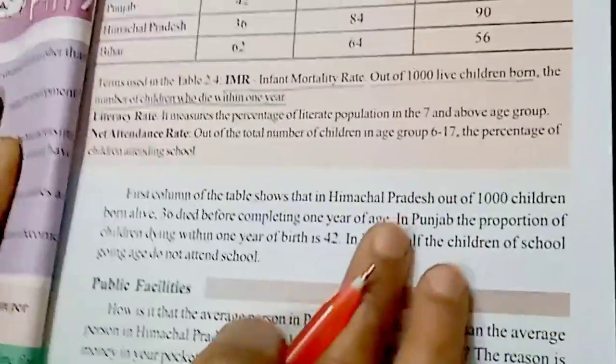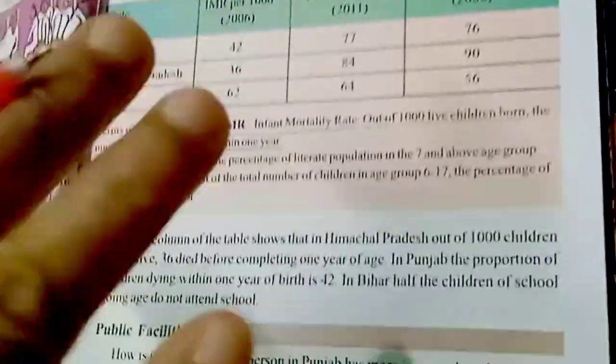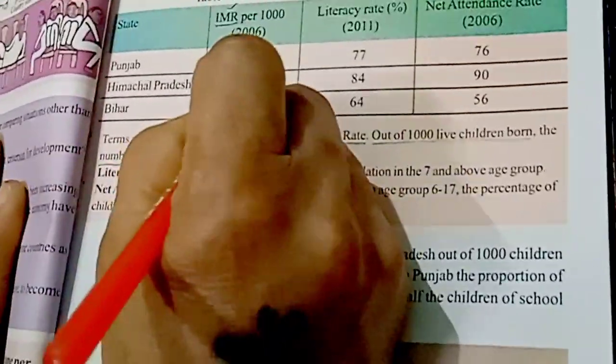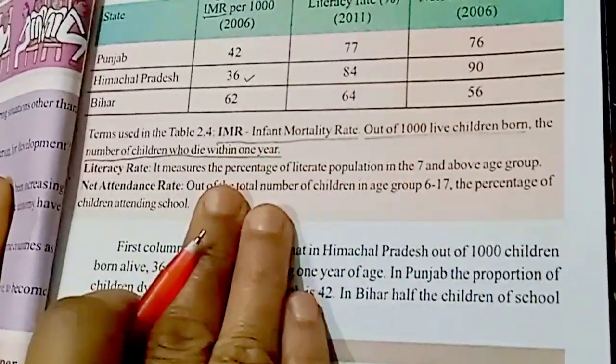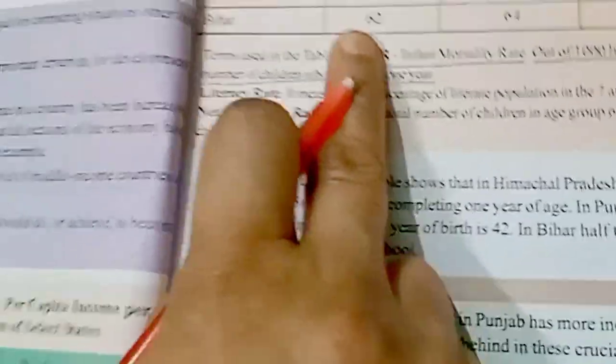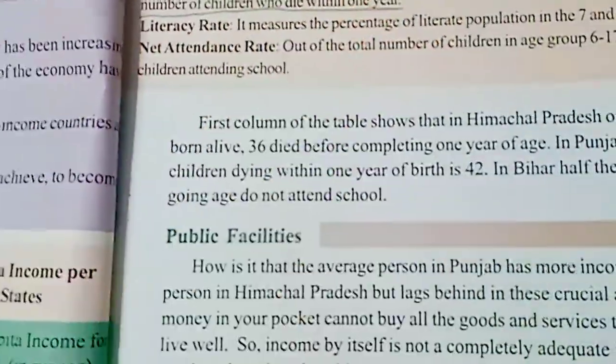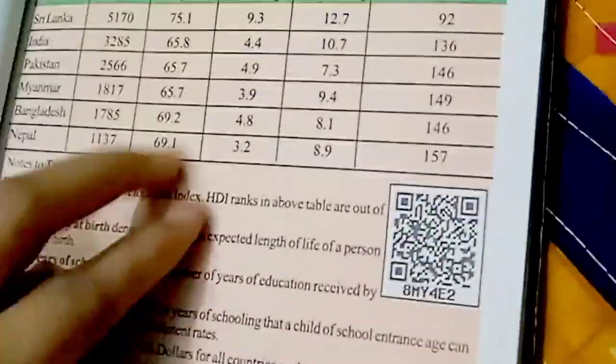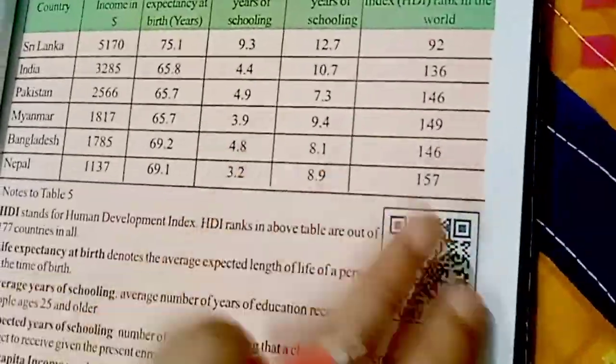And what is the standard, the developed, highly developed state from this table? That is only Himachal Pradesh, because out of 1,000 live children, only a few children are dying within 1 year in Himachal Pradesh. When the lowest IMR rate occurs, that means it is a developed state. This table is also very important. By giving this table, for 8 marks, they may give 4 questions.